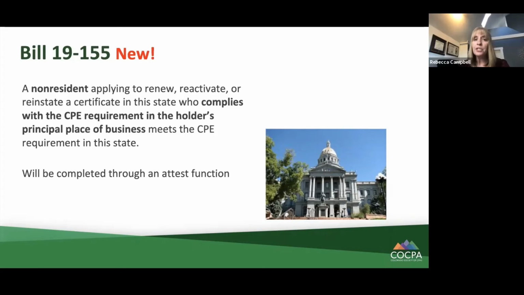This was passed last year during the last reporting period. The state board decided to put this bill into effect this reporting period because they didn't have the systems in place last year to be able to do that in that reporting period. So it'll take effect when you renew in 2021.